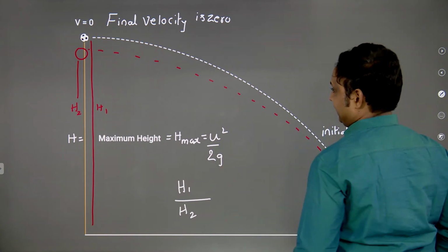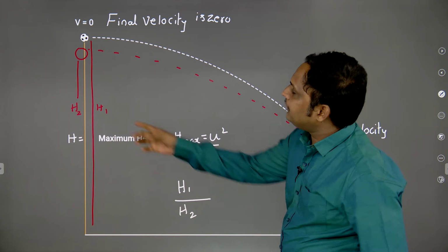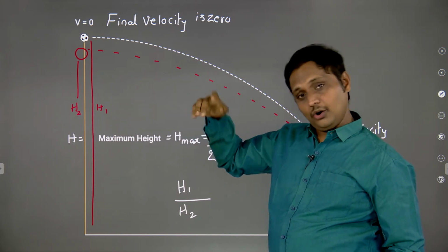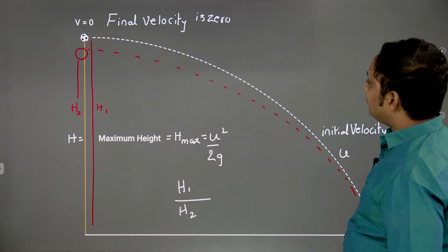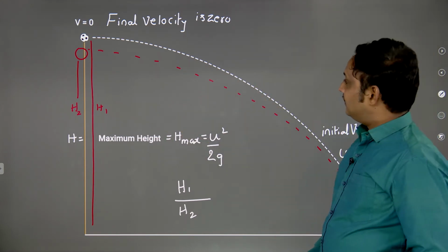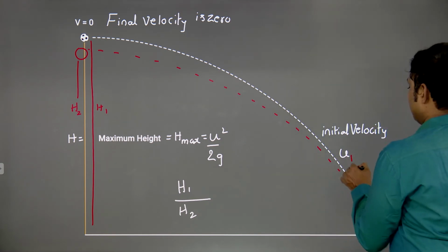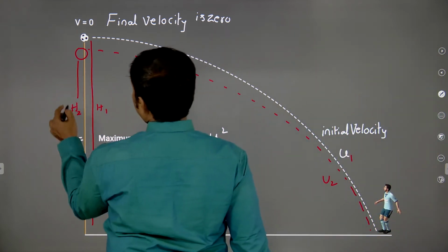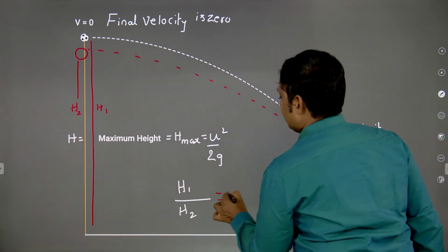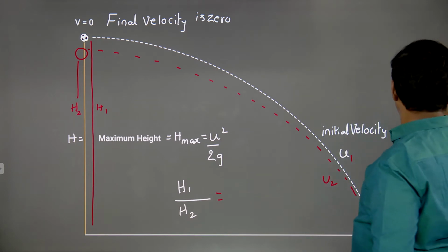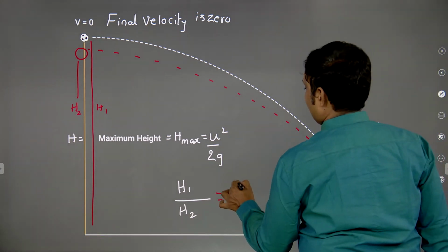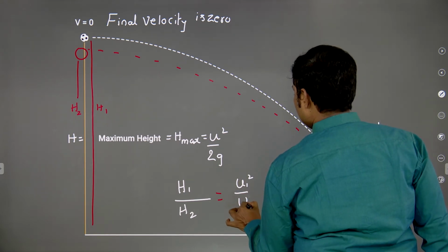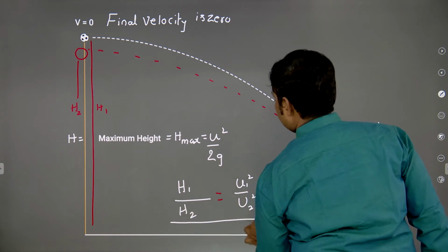H1 is the maximum height reached by the body in the first case. After some time, if another body has been projected with an initial velocity, the first is going to be U1, this is going to be U2. Then this is very clear. H1 by H2 is going to be equal to U1 square by U2 square. It's very clear, you will get this one.